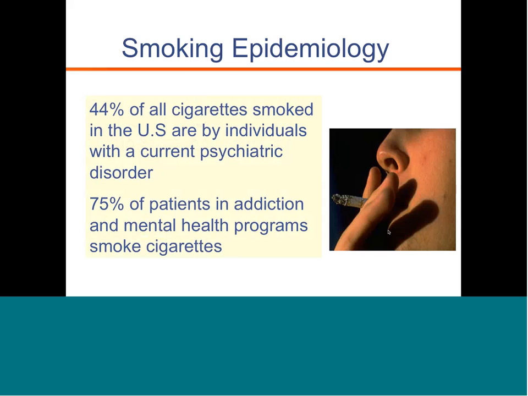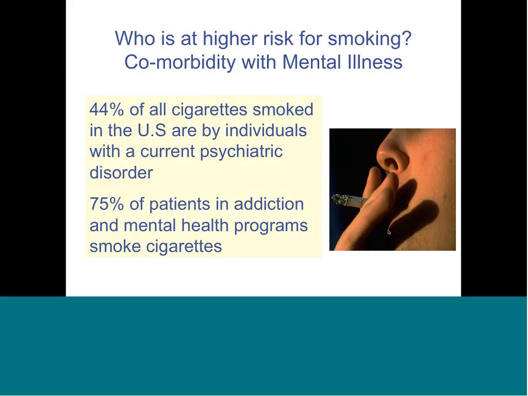But the more interesting thing is who is at higher risk for smoking and the comorbidity of smoking with mental illness. So 44% of all the cigarettes that are smoked in the United States are smoked by individuals with current psychiatric disorders. And 75% of the patients in addiction and mental health programs also smoke cigarettes. In fact, of all the scans I showed you with the cocaine abusers and the alcoholics and the heroin abusers and the methamphetamine abusers, only a handful of those were non-smokers. You can't really study human addiction without having a confound of cigarette smoking.